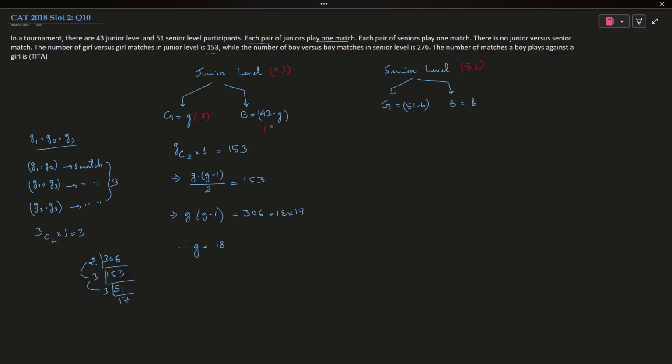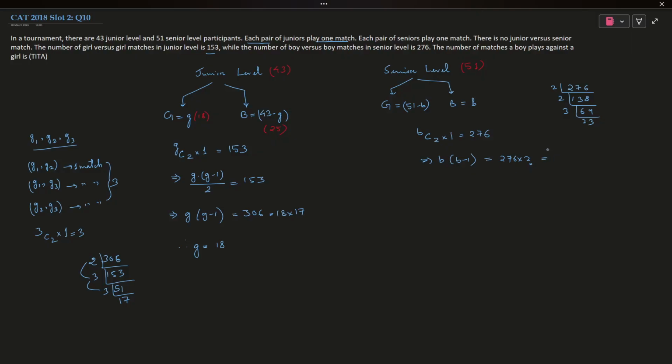So how many boys will be there? 25, right? 25. Similarly, in the senior level, I can say total number of boys, select any two, each pair will play one match. This will give me 276. So b into b minus 1 by 2 is equal to 276. So b into b minus 1 is 276 into 2, and 276 can be written as 2 into 138, which is 2 into 69. So this can be written as 3 into 23, right? And I have a 2 here.